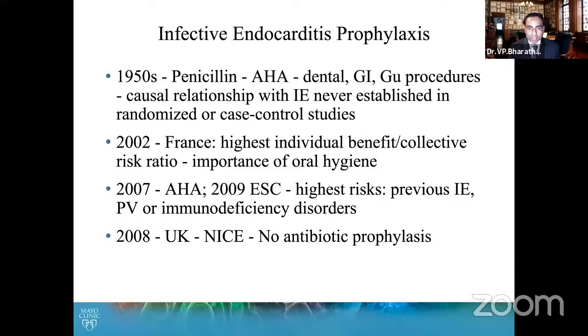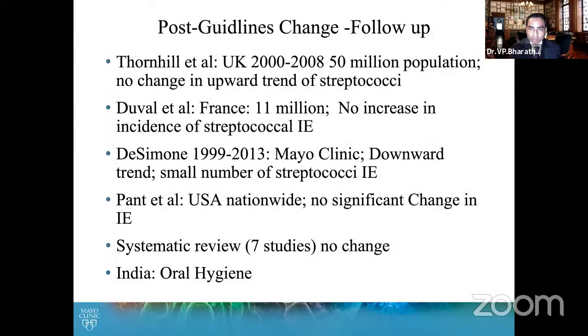In 2008, the UK guidelines came with the most radical recommendations, and they said no antibiotic prophylaxis even for the high-risk patient population. And since then, many studies have come out to see whether this change in the guidelines has resulted in an increased trend of streptococcal infective endocarditis.